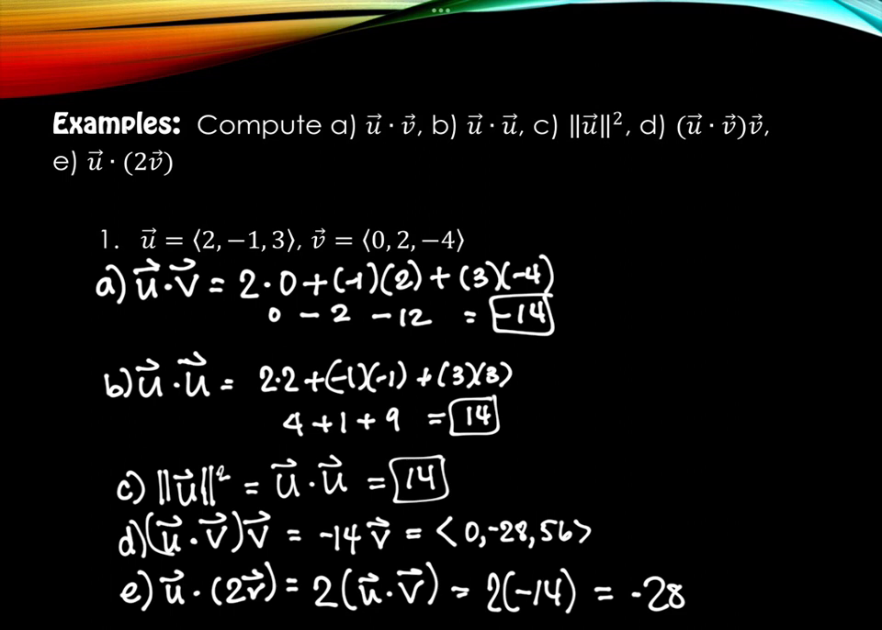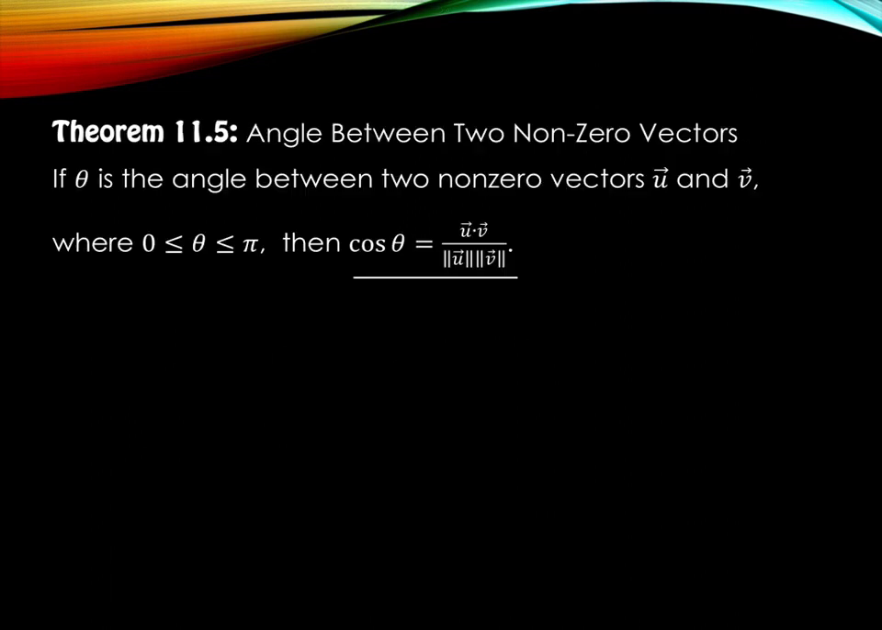All good? Okay. So the next thing that we're going to see, usefulness, if you will, for dot products is going to come in finding the angle between two non-zero vectors. So if we have an angle theta between two non-zero vectors u and v, and theta is between 0 and pi, then the cosine of theta is u dot v divided by the product of the magnitude of u and the magnitude of v.